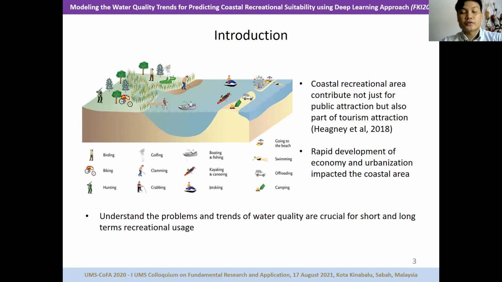Basically, the coastal recreational area is denoted as one of the prime sources of income in any state or nation's GDP, and is well known as a tourism attraction, especially in Sabah. Coastal recreational areas not just contribute to public attraction, but also boost tourism from public and overseas tourists, meaning that coastal recreational areas do need some adjustment in order to fit the best urbanization management for safety and also tourism attraction.